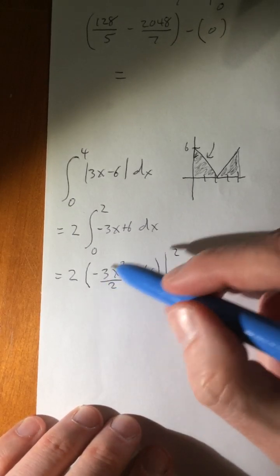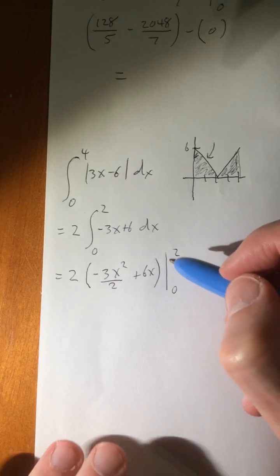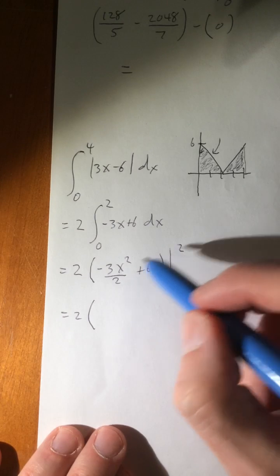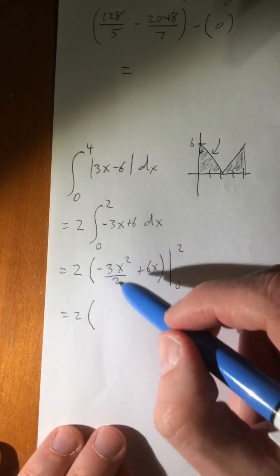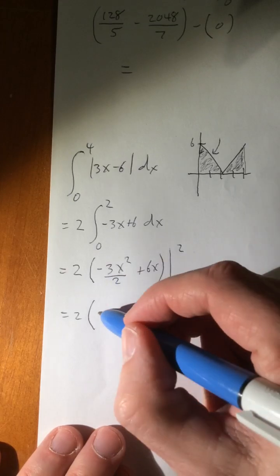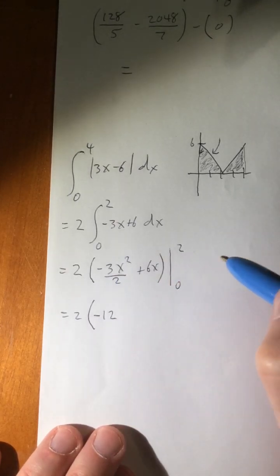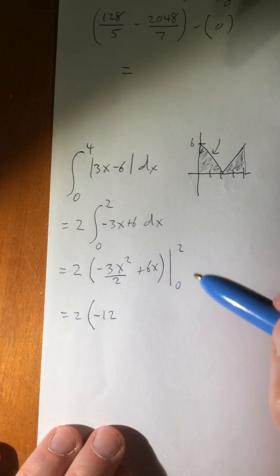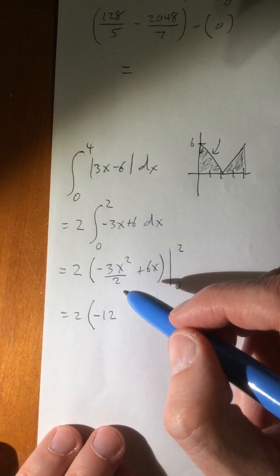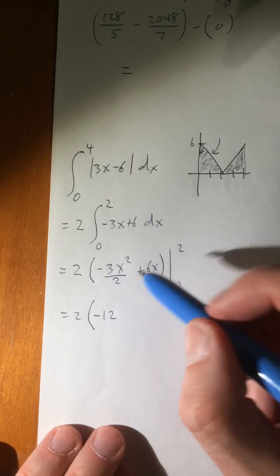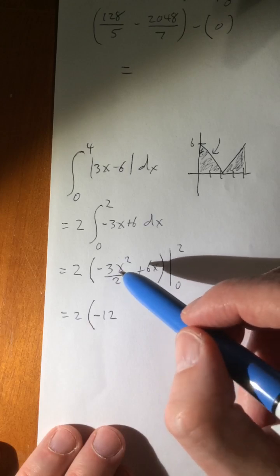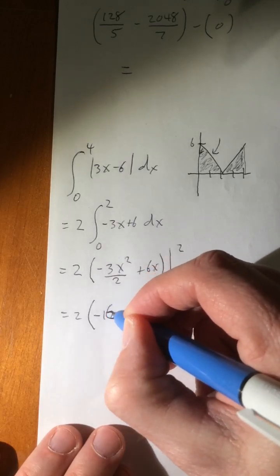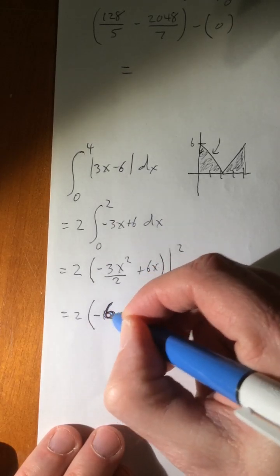And again, we don't need to worry about the 0 part because that's just going to become 0. So we'll just plug in the 2. So equals 2 times, and then plugging in 2, we got 2 squared is 4, divided by 2 is 2, times negative 3 is negative 12. Something has gone horribly wrong here. Let me make sure I did this right. 2 squared is, oh, negative 6. Okay. Whew. Sorry, that's a 6, not a 12.